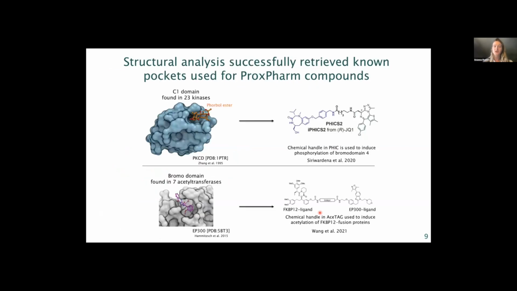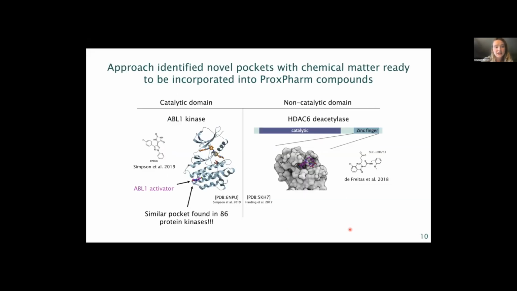And with this structural analysis, I was able to retrieve pockets for which we previously knew they existed and had been used to develop ProxPharm compounds, including a pocket in the C1 domain that's found in 23 kinases that normally binds a phorbol ester, but that has been incorporated in the creation of a phosphorylation-inducing chimera, but also a pocket in the bromodomain that can be found in acetyltransferases to create an ACE tag to induce the acetylation of the FKBP12 fusion proteins.